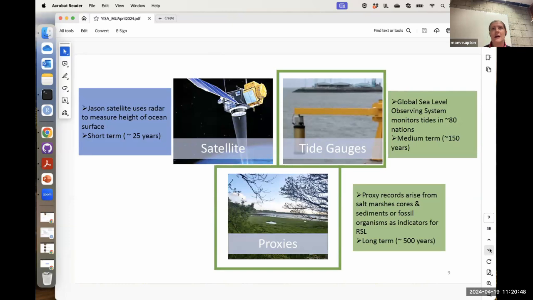So we focus on tide gauge data. You may see tide gauges along your coastlines. They monitor tides, and there's a global tide gauge network that has about 80 stations, looking at about 150 years. And then the final one, and the one we focus on, is proxies. Proxy records come from salt marshes, and you can use them to identify how sea level varied over long-term changes, for 500 years, all the way back to, let's say, the last glacial maximum.